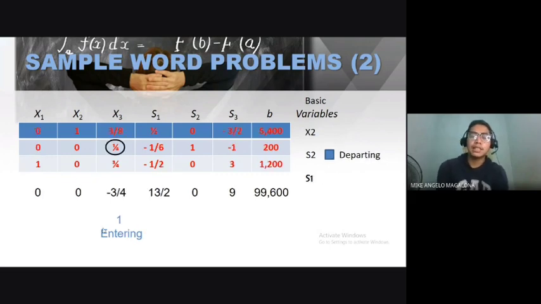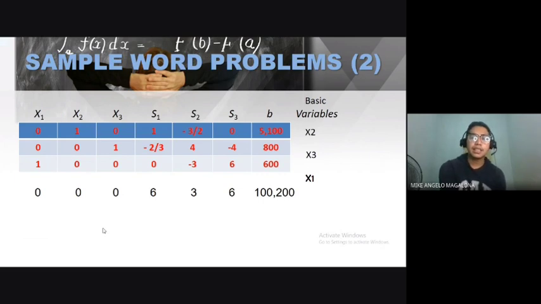The next column is the x sub 3. The values are now changed again. In x sub 1, we have 0, 0, 1, x sub 2, 1, 0, 0, x sub 3, 3/8, 1/4, and 3/4. S sub 1, we have 3/4, negative 1/6, and negative 1 half. S sub 2, we have 0, 1, 0, S sub 3, negative 3 halves, negative 1/3. And for our b, we have 5,400, 200, and 1,200, and its values are now changed, which is 99,600.